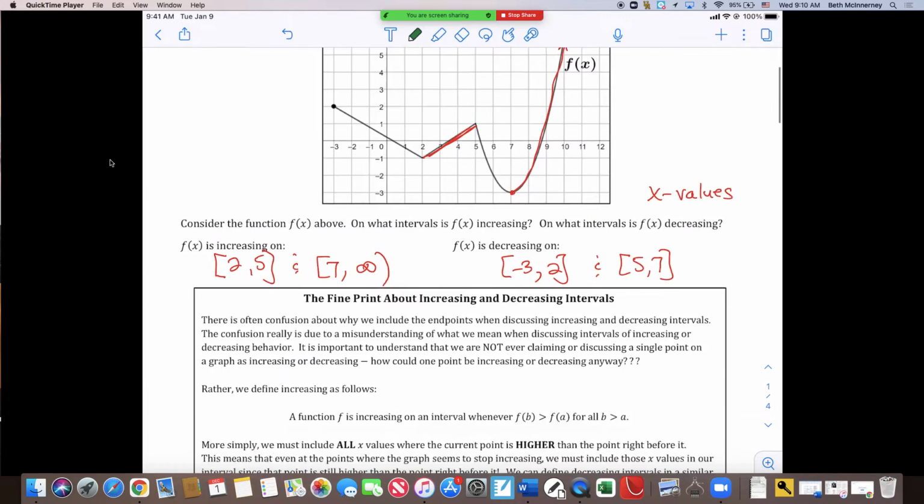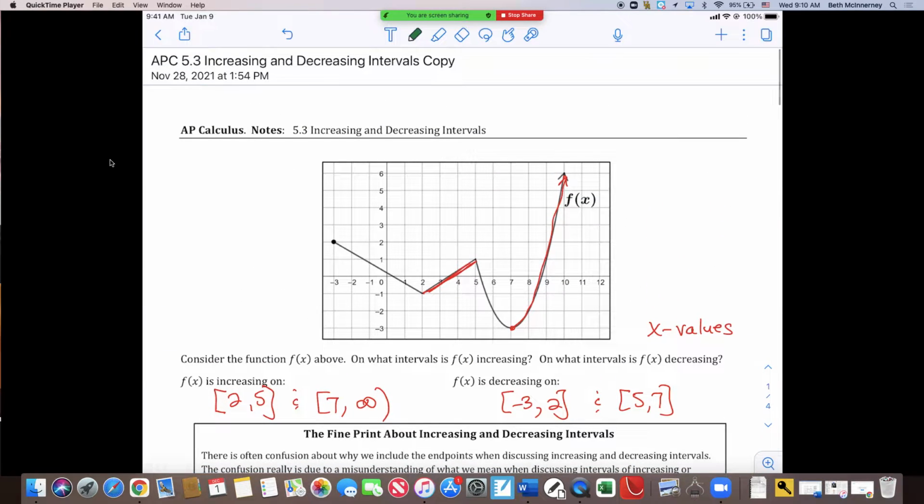So I'm going to slide back up here, and I want you to stop and think here a moment. Do you notice that the slopes were negative all along here? And it was decreasing. Slope positive, it's increasing. Slopes negative, decreasing. Slopes positive, increasing.